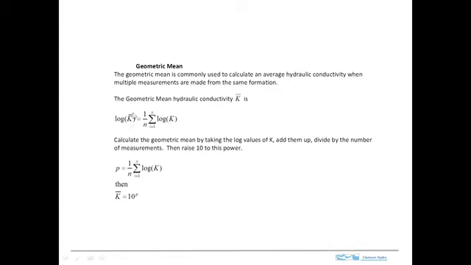So in order to actually calculate what the value is, what k bar is, you determine this value. So take the log, sum them up, divide by the number of values, and that equals p, and then 10 raised to the p, where this is a base 10 log. 10 raised to p is the geometric mean. So for the assignment, you should use the geometric mean to calculate. You'll have at least 6 values of k because you'll do 2 different slug tests. And so take the geometric mean of those 6 values and use that to calculate the flux.